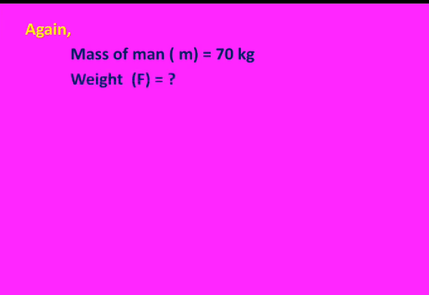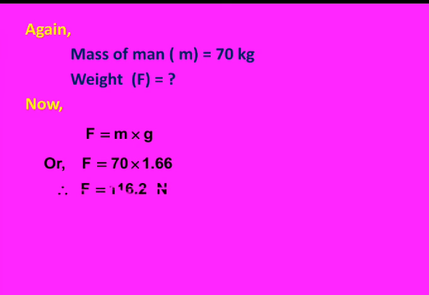Again, mass of man, small m, equals 70 kg. Weight, F, equals what? Now, F equals small m into small g, or F equals 70 into 1.66. Therefore, F equals 116.2 Newton.